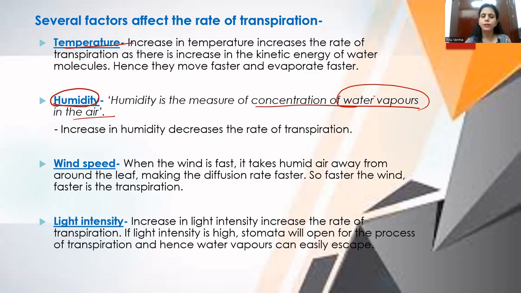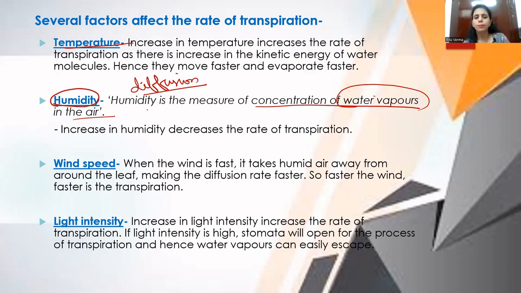This is because we have studied in the previous videos that these water vapors move outside the leaf by the process of diffusion. And we know that diffusion is the movement of molecules from the region of their higher concentration to the region of their lower concentration. And this difference in the concentration of any molecule between two areas is known as concentration gradient.